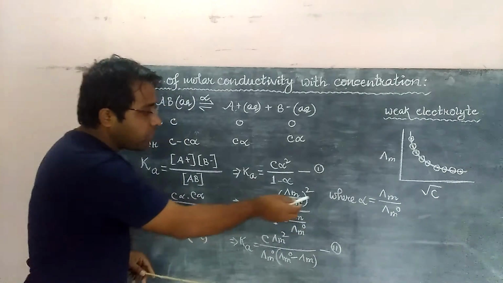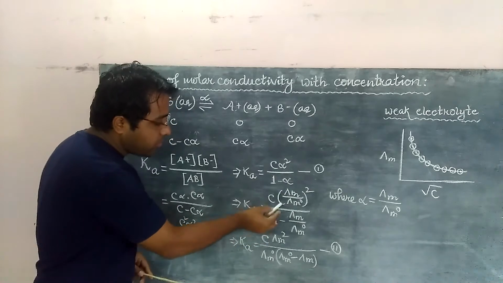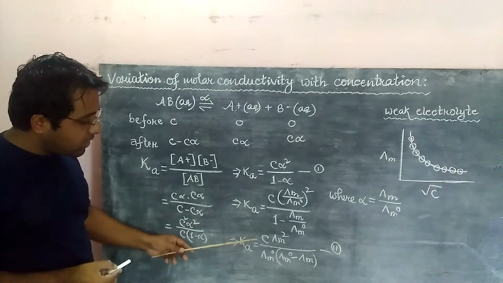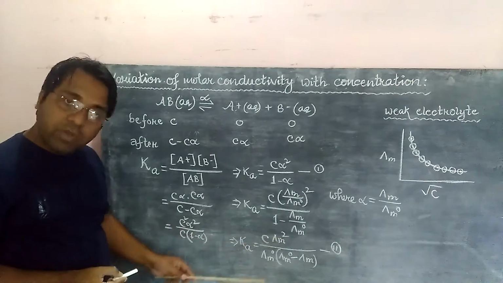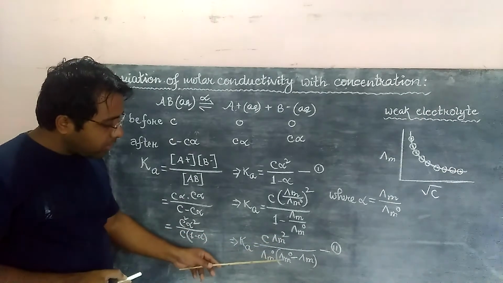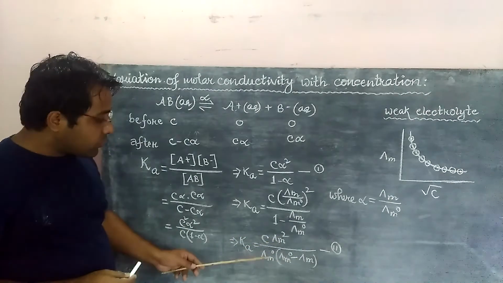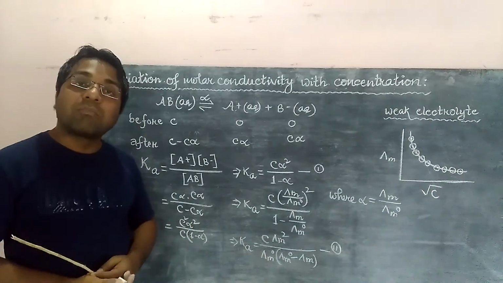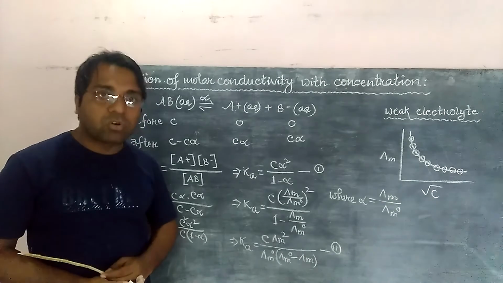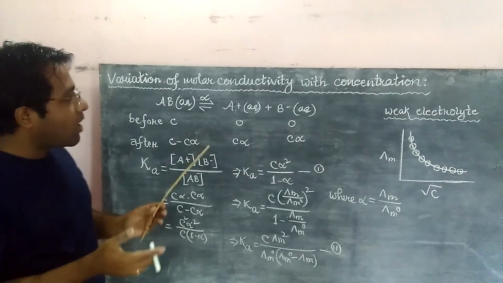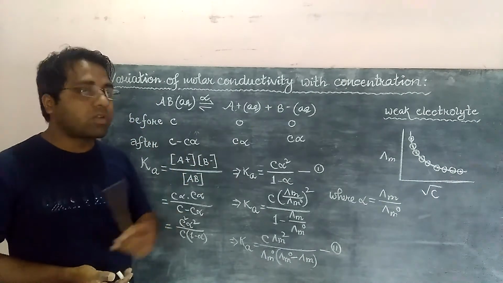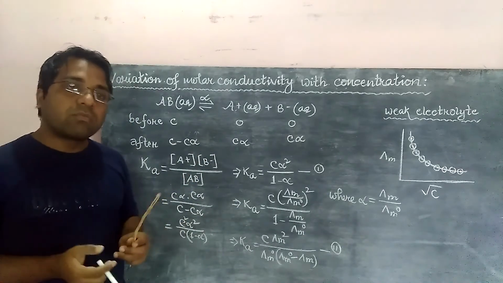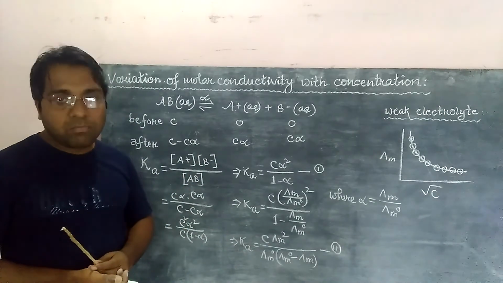So if you put this value in this equation, you may get this result. The final equation you will obtain is Ka equal to C into lambda m square divided by lambda m naught into lambda m naught minus lambda m. So this is the way through which we can calculate the value of lambda m naught for weak electrolytes. So this is about our variation of molar conductivity with concentration for weak electrolyte, through which we can find out the value of lambda m naught.